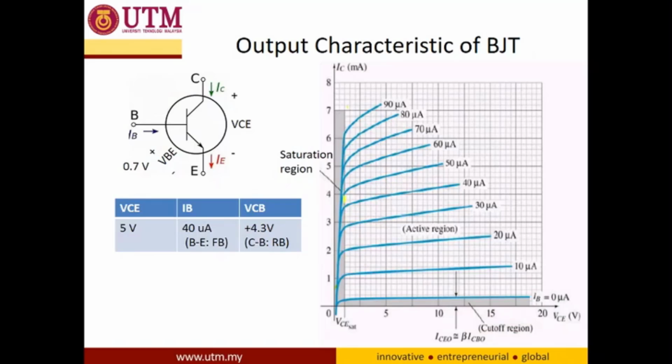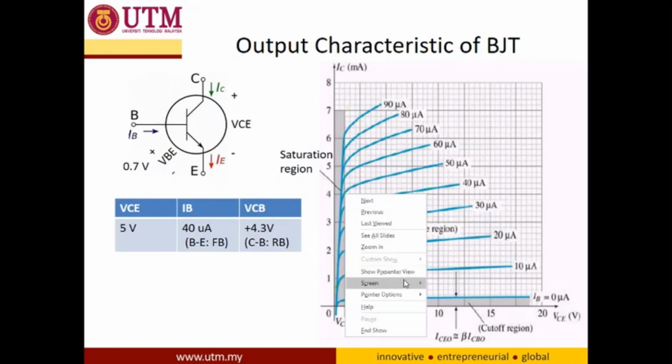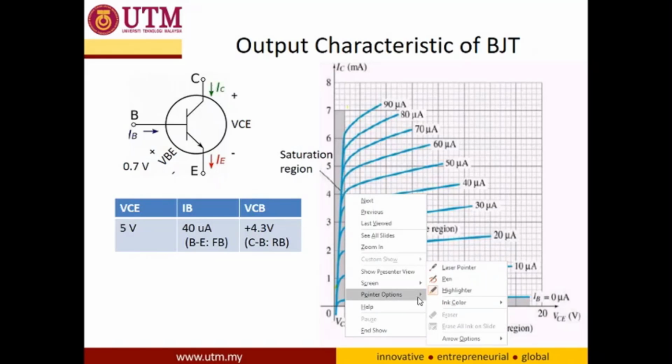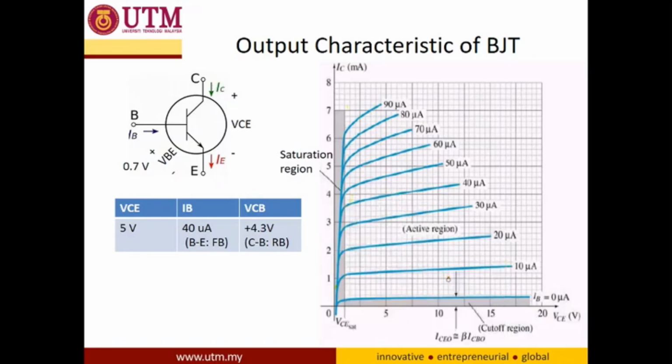Okay, and then the last one, we would like to see the biasing condition for the active region. For example, VCE is 5 volts and IB is 40 microampere. IB of 40 microampere means that the PN junction in the base-emitter is forward bias. When it is forward bias, the base-emitter junction can be replaced by a voltage supply of 0.7.